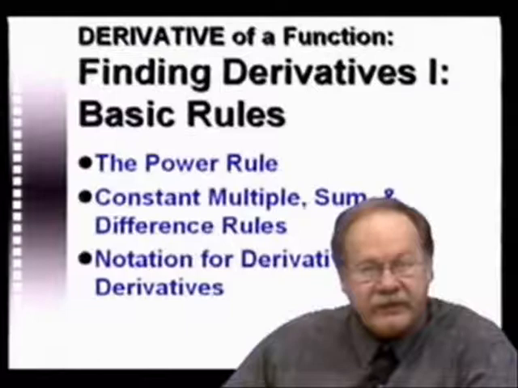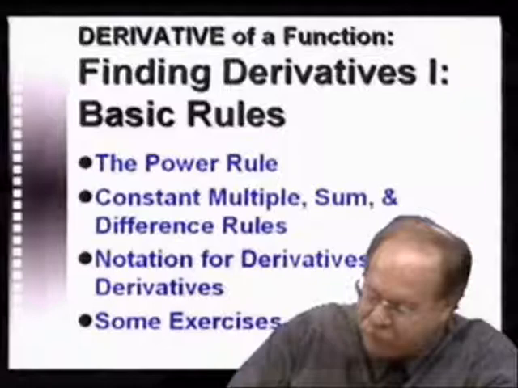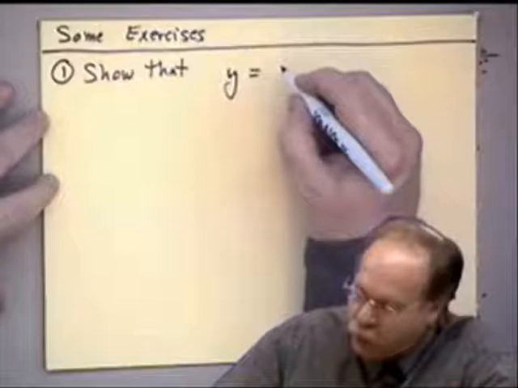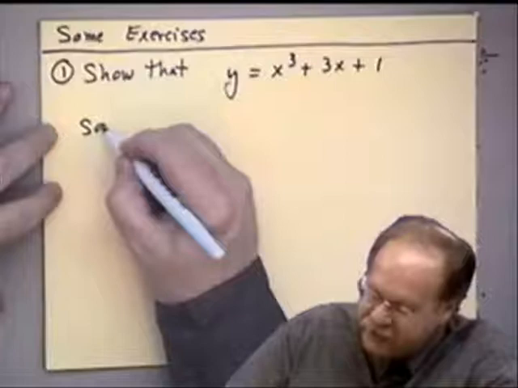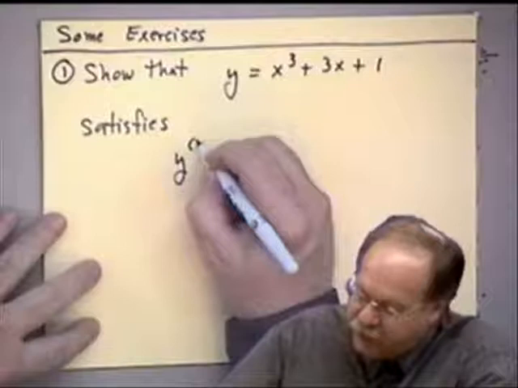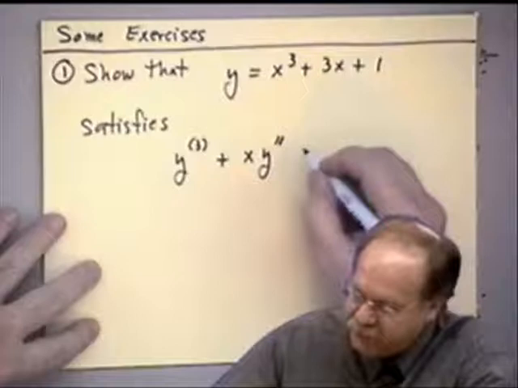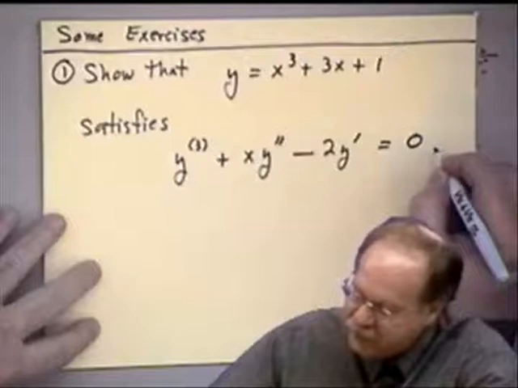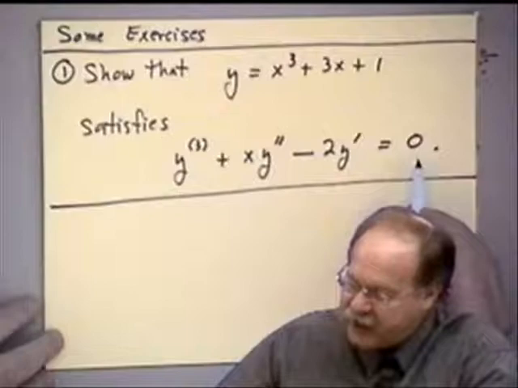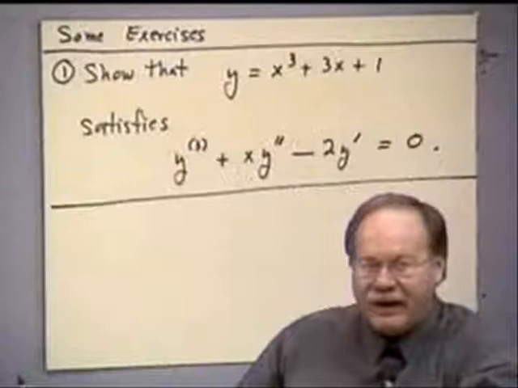Next, some exercises. First, let's pose this problem. Show that the function y equals x cubed plus 3x plus 1 satisfies the following equation. The third derivative of y plus x times y double prime, the second derivative of y, minus 2y prime, the first derivative of y, equals 0. So you want to show that this equation is satisfied by this particular function y. Try that.